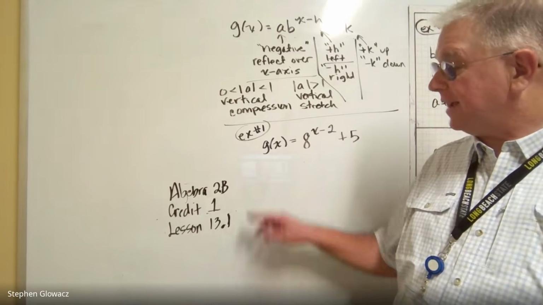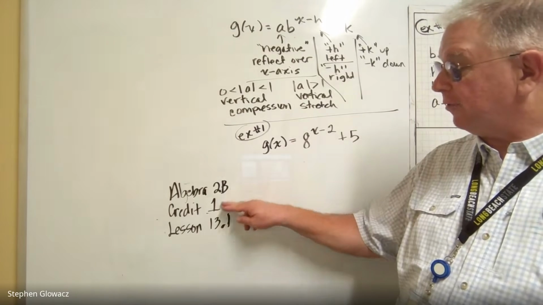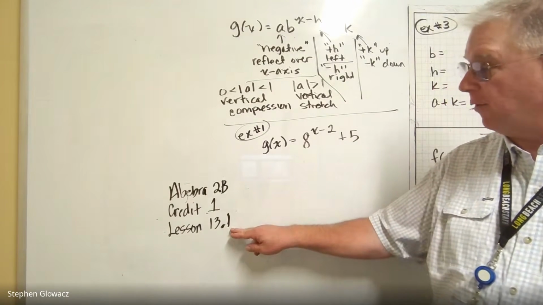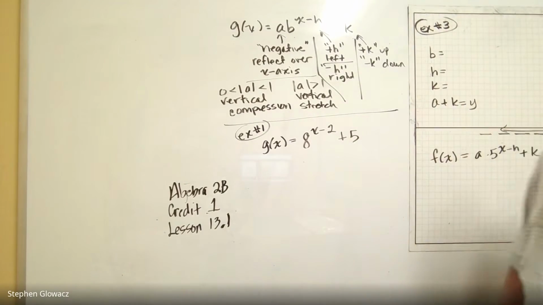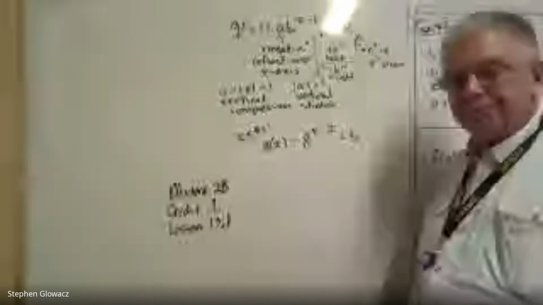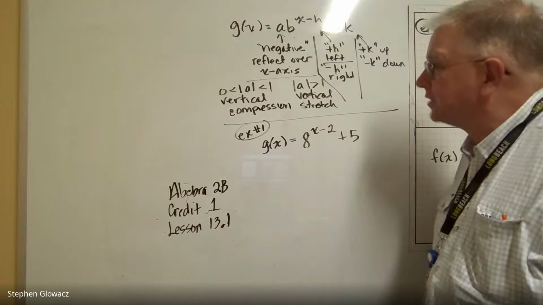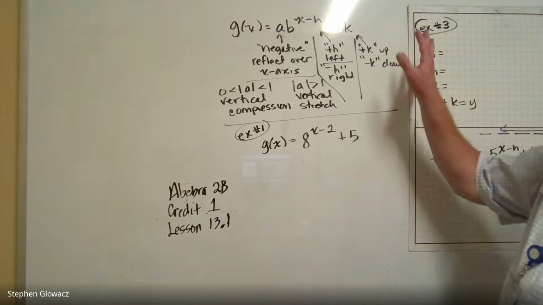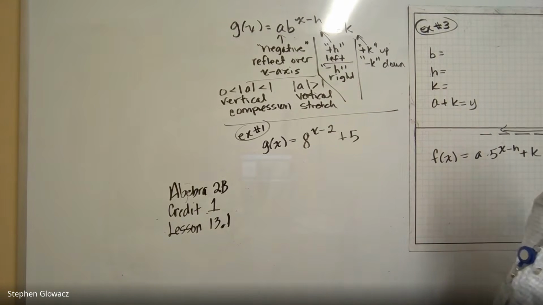These are the examples for Algebra 2B, Credit 1, Lesson 13.1. In Lesson 13.1, we're going to be talking about, starting off with, transformations on exponential functions. Got a lot of information up here, but it's stuff that we've seen before.